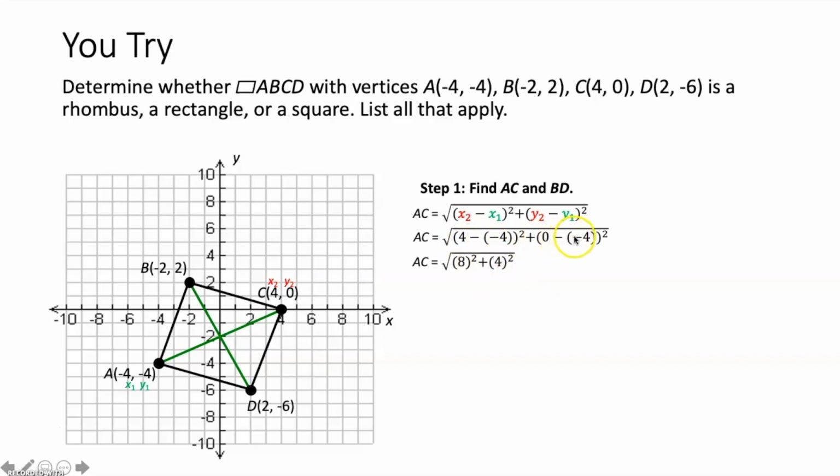And then 0 minus -4 is the same thing as 0 plus 4. That's 4. 8 squared is 64. 4 squared is 16. We add those together. We get 80. Now the square root of 80, we can simplify that.